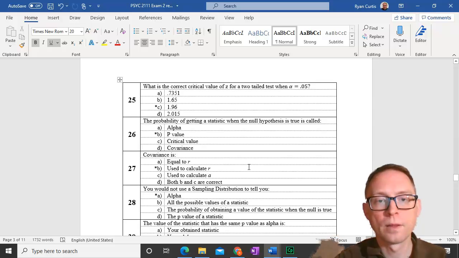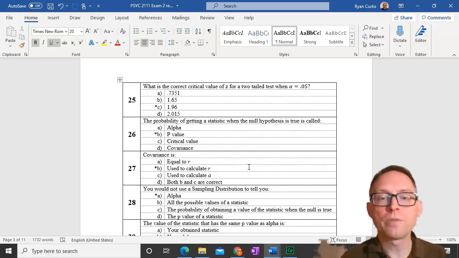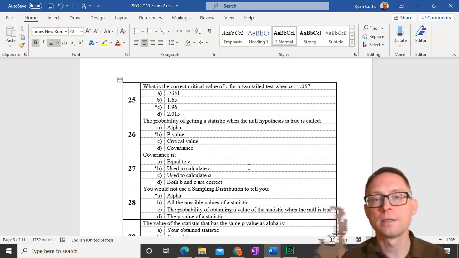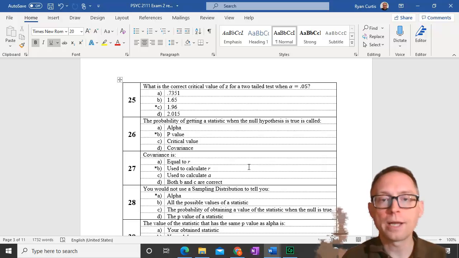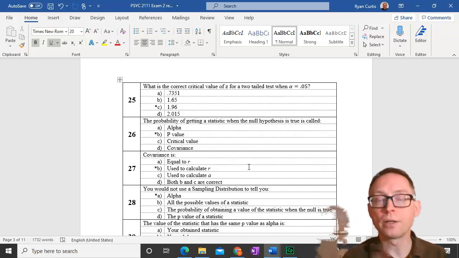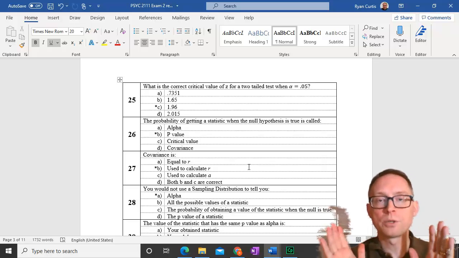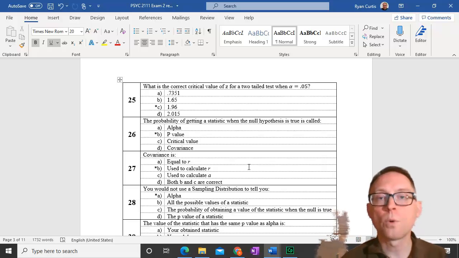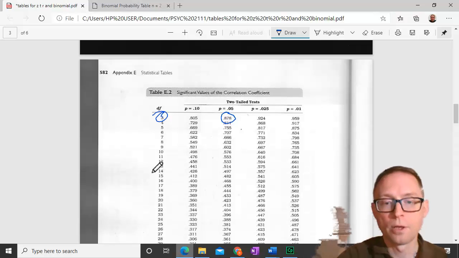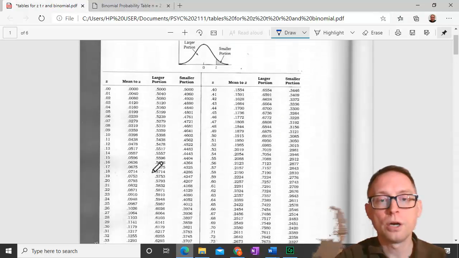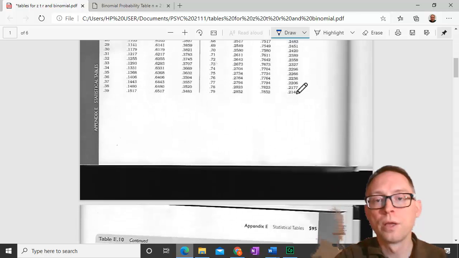25. What's the critical value of Z for a two-tailed test when alpha equals 0.05? All right, so we need to look at the Z table, but it's two-tailed. That means we need to split that 0.05 into 2 parts, 0.025 and 0.025. So what we're looking for is the value of Z that has a probability of 0.025. Let's find the Z table. It's up here. And we're looking for the smaller portion, because this is one tail. We need to split that in 2. So we're looking for this to equal 0.025.